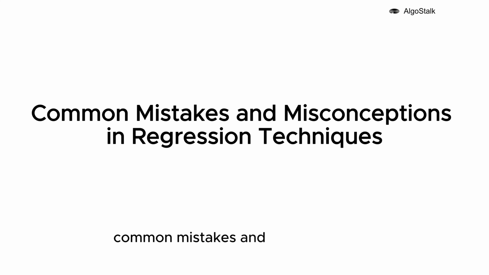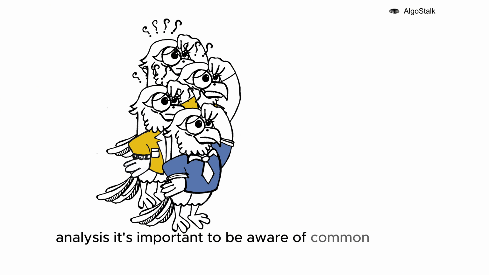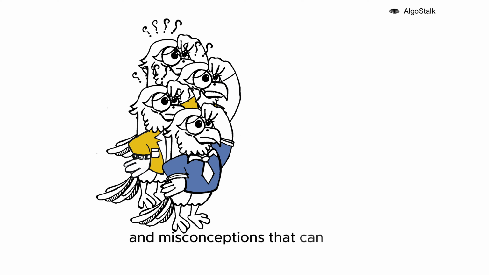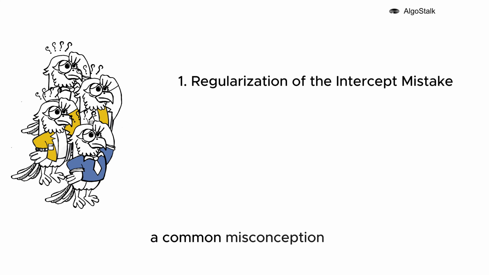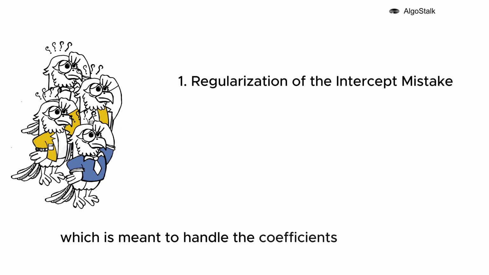Common mistakes and misconceptions in regression techniques. As you navigate the intriguing world of regression analysis, it's important to be aware of common mistakes and misconceptions that can arise. Here are some key points to keep in mind. A common misconception is to apply regularization to the intercept term. Do not regularize the intercept. Always leave it unpenalized, as it represents the baseline value and should not be influenced by regularization, which is meant to handle the coefficients of predictors.